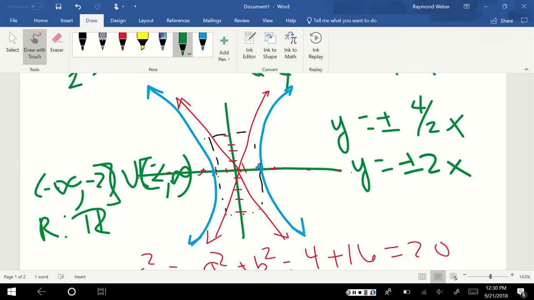So hopefully this helps you see how to graph a hyperbola and all the different pieces that go into it. I do have a list of the different steps so you can make sure you get everything checked off.